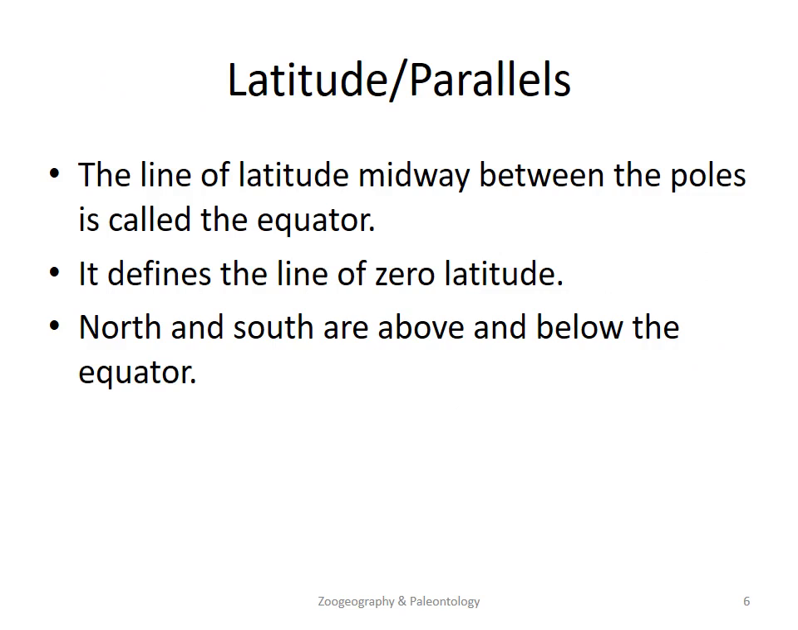First, coming to the latitude or parallels. The line of latitude midway between the poles is called the equator. It defines the line of zero latitude. North and south lie above and below the equator. In the previous diagram, you see the line of 0-degree latitude, which is called the equator, while the other parallels are latitude lines. They move along equidistant to the equator.